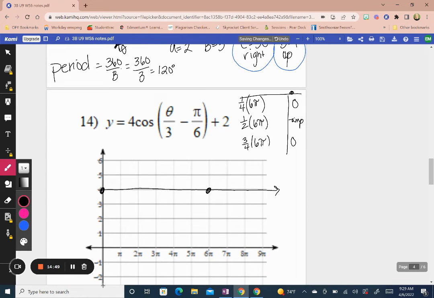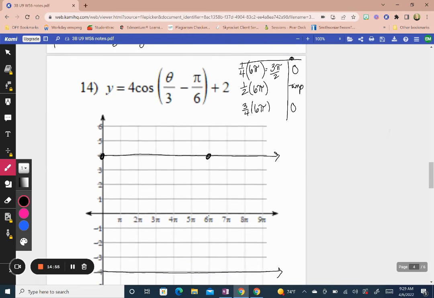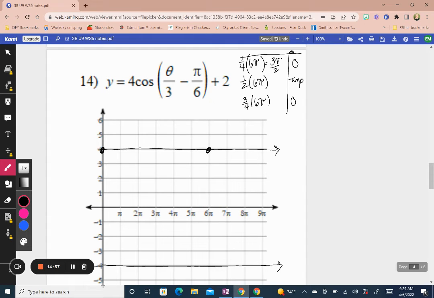Okay, so 6 divided by 4 is equivalent of 3 pi over 2. So that's equivalent to about 1.5 pi. So at about 1.5 pi, we're going to be at 0. This is 1, this is 2, so 1.5 is right in the middle. And then 6 divided by 2 is 3. So at 3 pi, you're going to be at the negative amplitude.